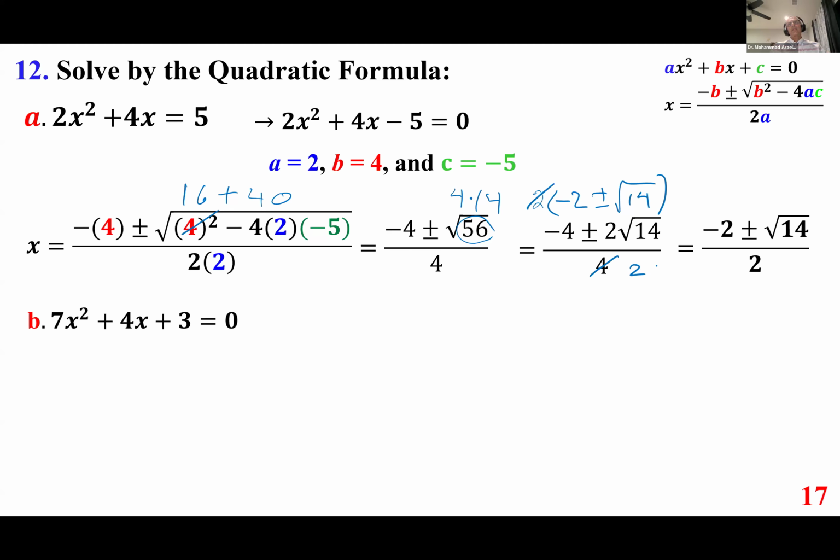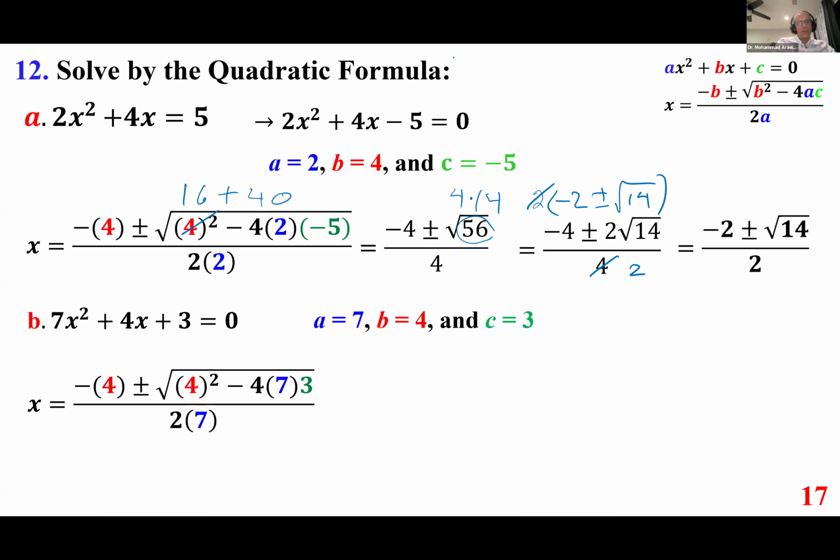What about this one? It is in standard form. A is 7, B is 4, C is 3. So we write that, and we put that into the quadratic formula, x equals minus b plus or minus the square root of b squared minus 4ac, over 2a. And we try to evaluate. So 16, and 3 times 7 is 21, times 4 is 84, so minus 84. 16 minus 84 is -68.